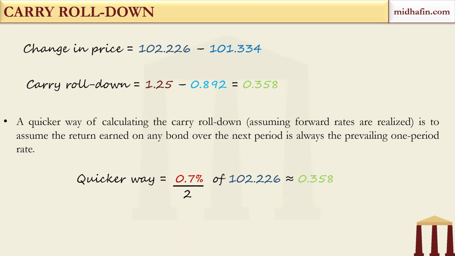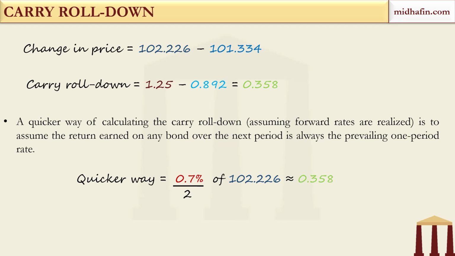And in the examination, even if questions are asked, they will ask to calculate carry roll down based on the assumption that forward rates are realized. And when they do so, don't go on doing the calculation using all this process that I have mentioned here. Instead, just use the quicker way. And let me tell you, the quicker way works only when the forward rates are realized.